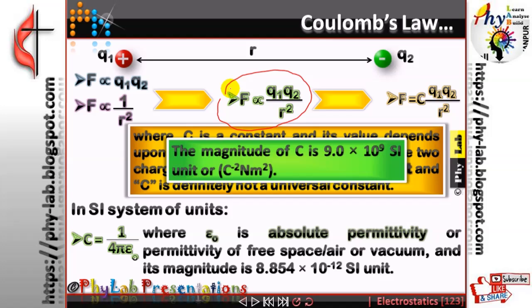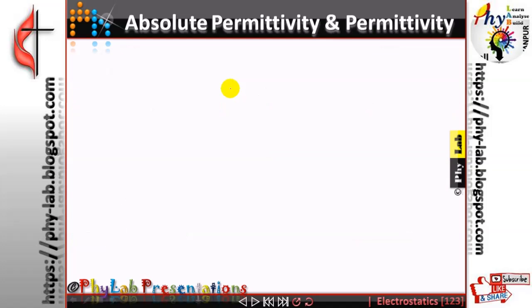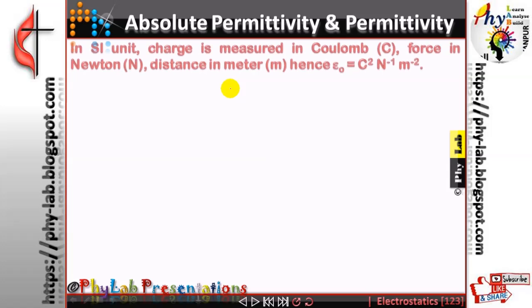vacuum or free space. Friends, in the SI system of units, charges are always measured in Coulomb, forces in Newton and distances in meter, and if you substitute all those things in C being equal to 1 upon 4 pi epsilon naught, you get the SI unit for epsilon naught, which happens to be Coulomb square per Newton per meter square.